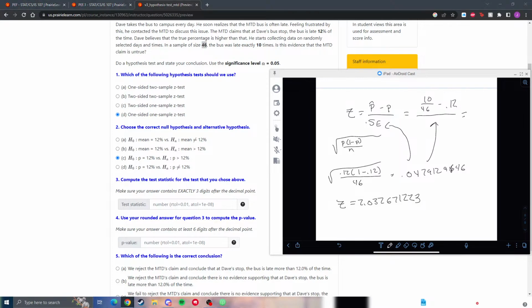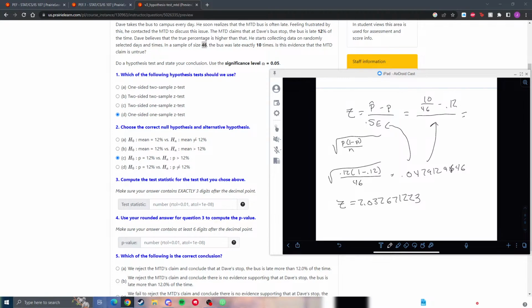Why is it 1 minus 0.12? Because the formula for standard error is the square root of p times 1 minus p over N. Yes, we can do the SpongeBob question. I'm going to finish this one, find the candy problem, and then do the SpongeBob question.